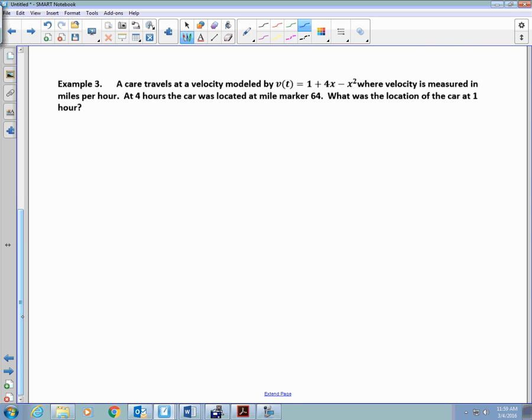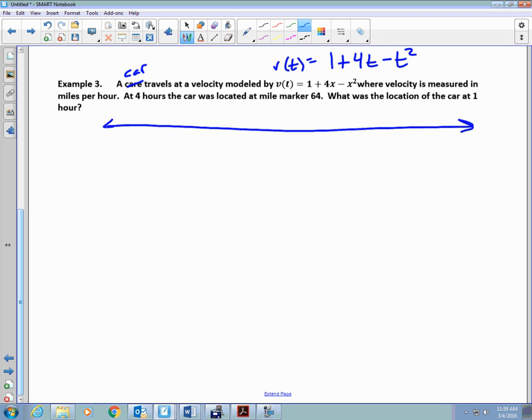Last example, a car travels at a velocity modeled by this. It should be v of t is equal to 1 plus 4t minus t squared. That's what it should be. Where velocity is measured in miles per hour. At 4 hours, the car is located at mile marker 64. So we got a car traveling at 4 hours. It's at mile marker 64. The question is, at 1 hour, what mile marker is it at?